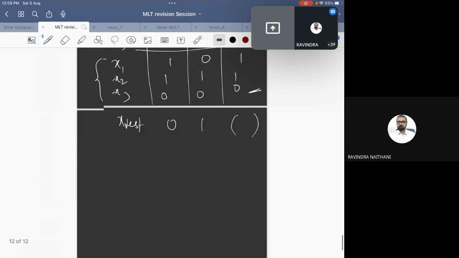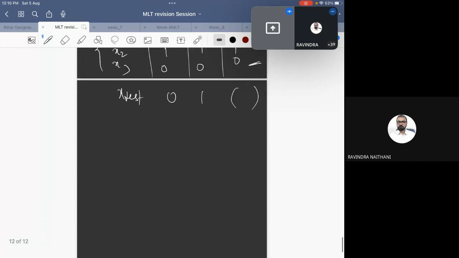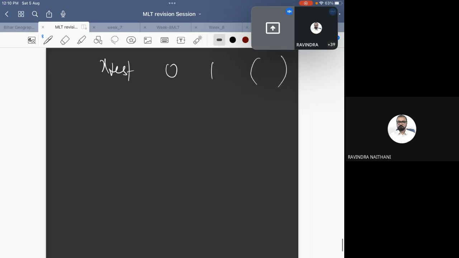Can you just summarize these steps once again, and it will help us revise? Yeah, so I'll just write three things that we went through. The first thing is, what if you have been asked to calculate something like this?